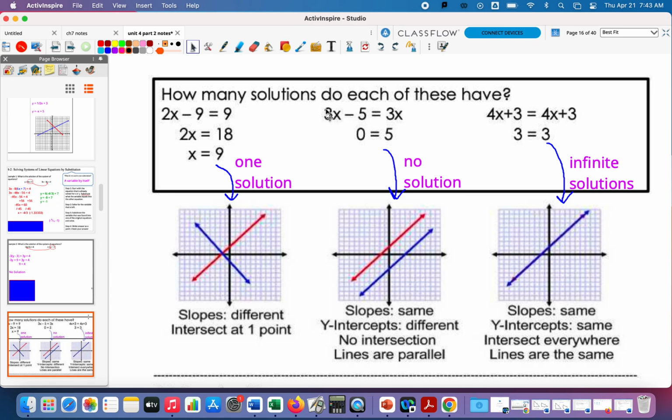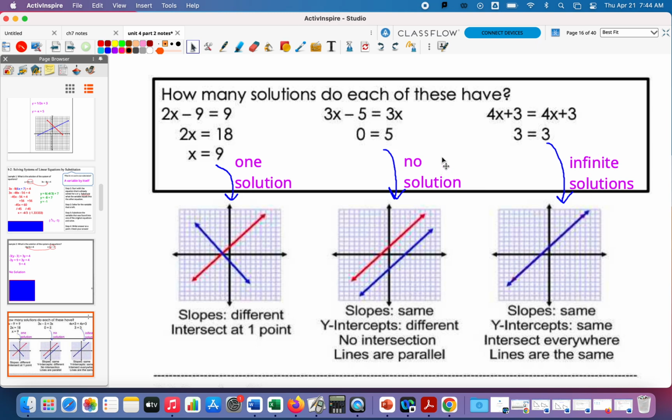So notice here, as you minus the 3x, or maybe you add 5 and minus 3x on this side, either way you do it, your x's are gone, and this doesn't make any sense. 0 doesn't equal 5. Or on this one, when you solve, you get 3 equals 3. There's no x's, but what's left does make sense. It's true, so it's infinite solutions.